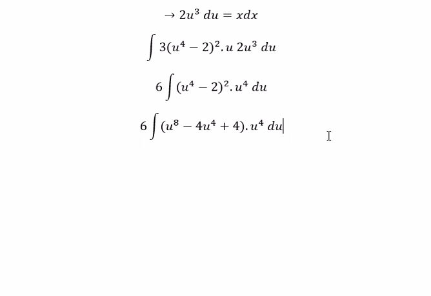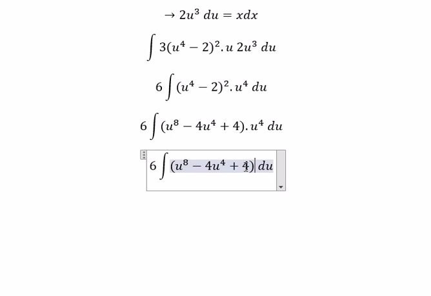Next, u to the power of 4, we multiply with u to the power of 8, negative 4u to the power of 4, and 4. So you get this one, you get 12. This one you get 8. And the last one.